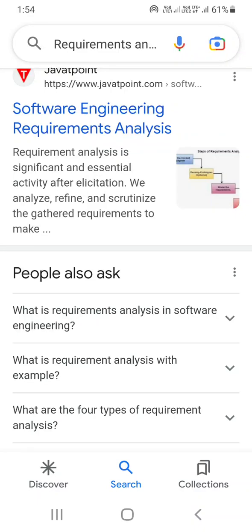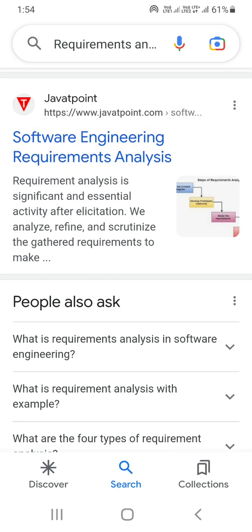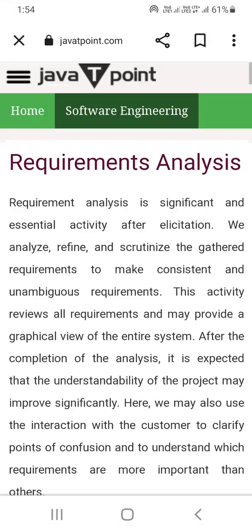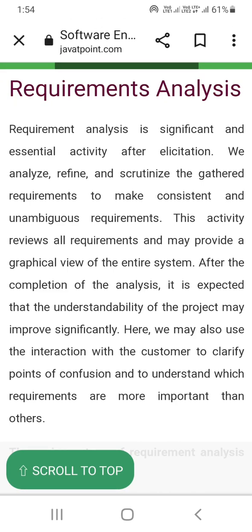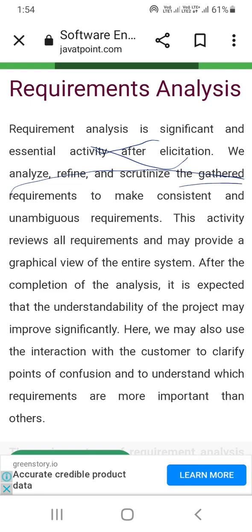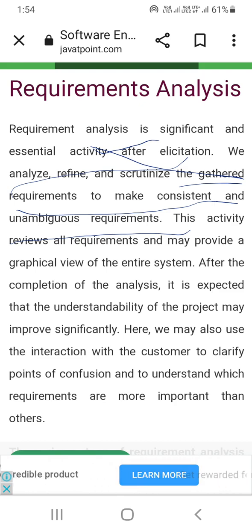बात करेंगे रिक्वायरमेंट एनालिसिस ऑफ सॉफ्टवेयर इंजीनियरिंग। सो एवरीथिंग रिलेटेड टू रिक्वायरमेंट एनालिसिस। फर्स्ट ऑफ ऑल, what is the software requirement analysis? So requirement analysis is a significant and essential activity. After elicitation, we analyze, refine, and gather requirements to make them consistent and unambiguous.